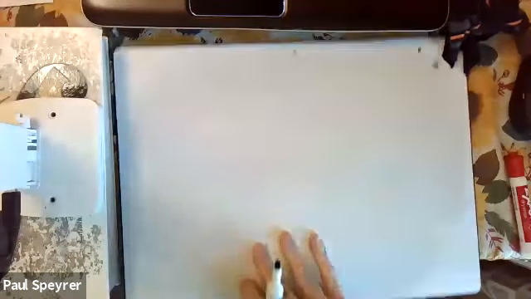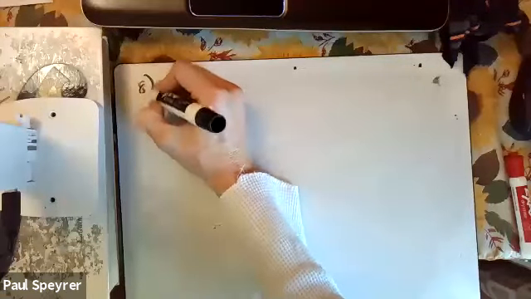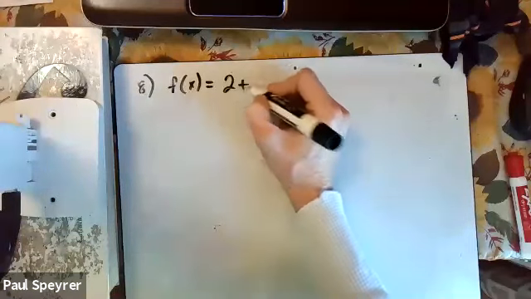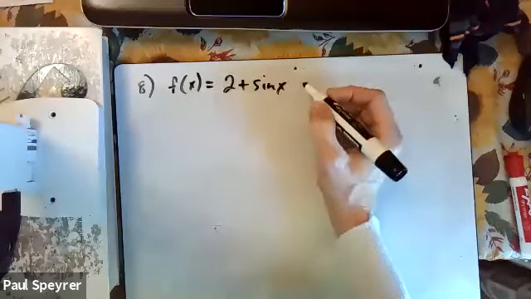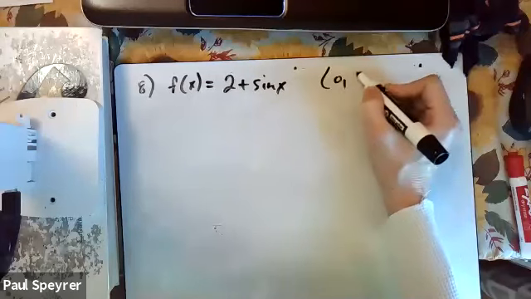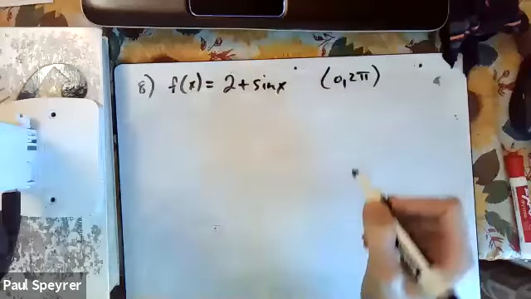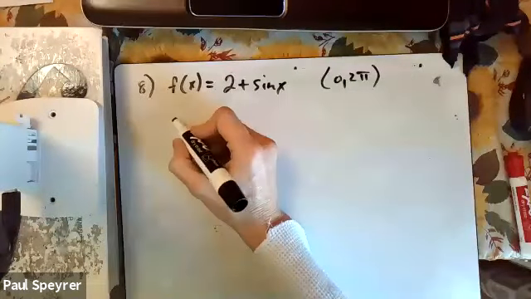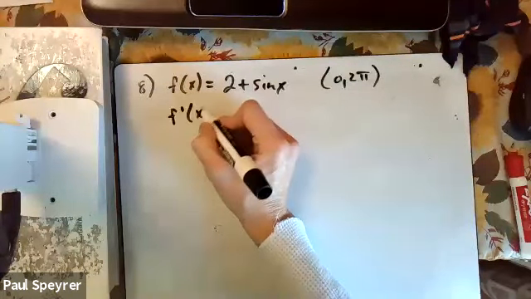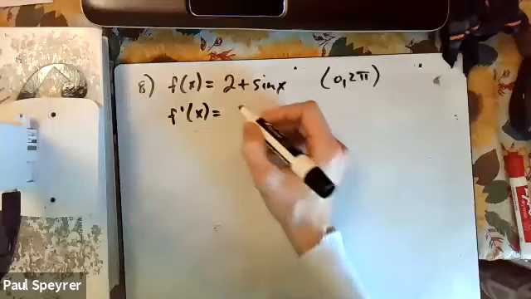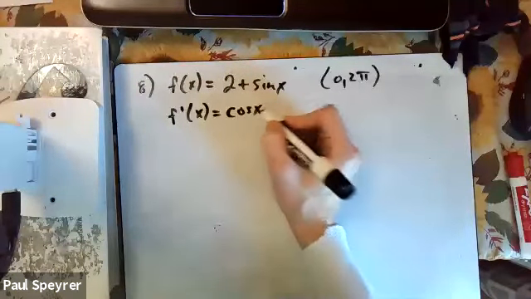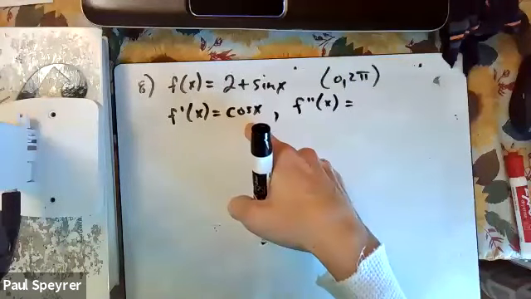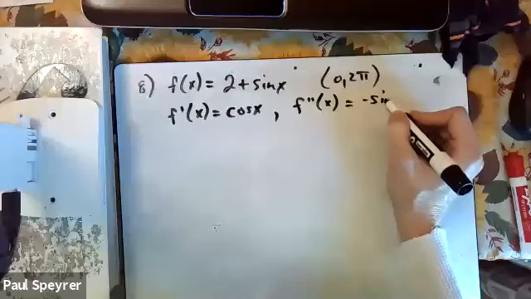So number 8 says f of x equals 2 plus sine of x, on 0 to 2 pi. So we're looking for inflection and concavity right here. We need to take the second derivative. So we got to start with the first derivative, that's cosine of x. And then the second derivative. Remember, the derivative of cosine is negative sine of x.